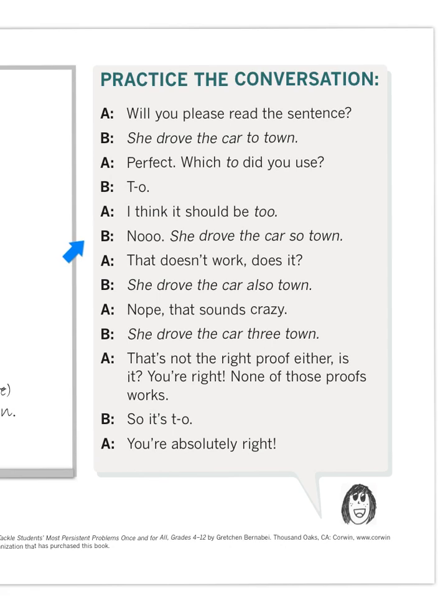No. She drove the car so town. That doesn't work, does it? She drove the car also town. Nope, that sounds crazy. She drove the car 3 town. That's not the right proof either, is it? You're right. None of those proofs works. So it's TO. You're absolutely right.